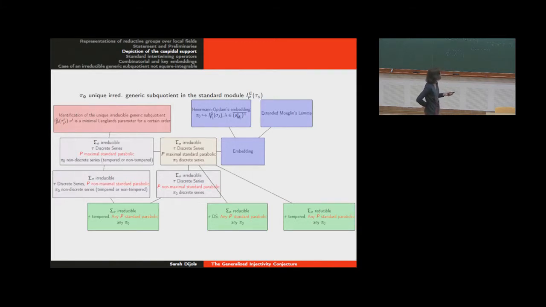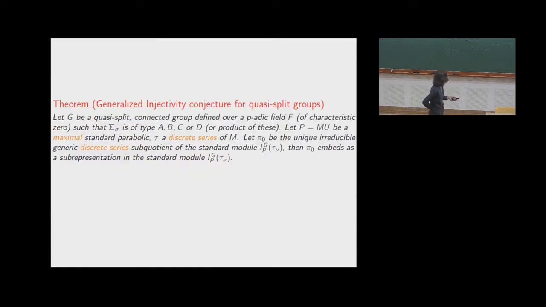So I think I just have the time in this lecture to talk about the proof of the central block there using these ingredients. So that's the statement. I will fix tau as a discrete series of a maximal standard parabolic. And I just look at the generic discrete series subquotient case. So I assume that this generic piece is discrete series.